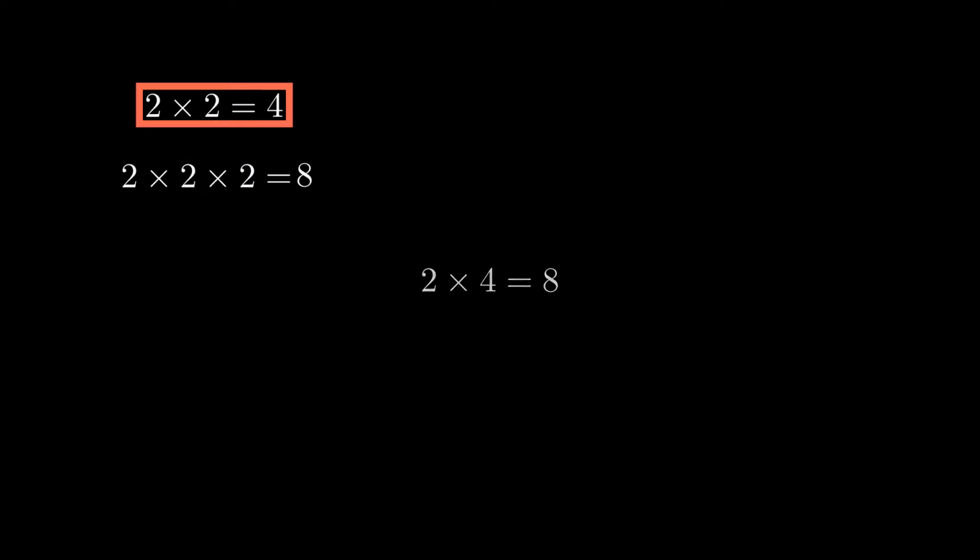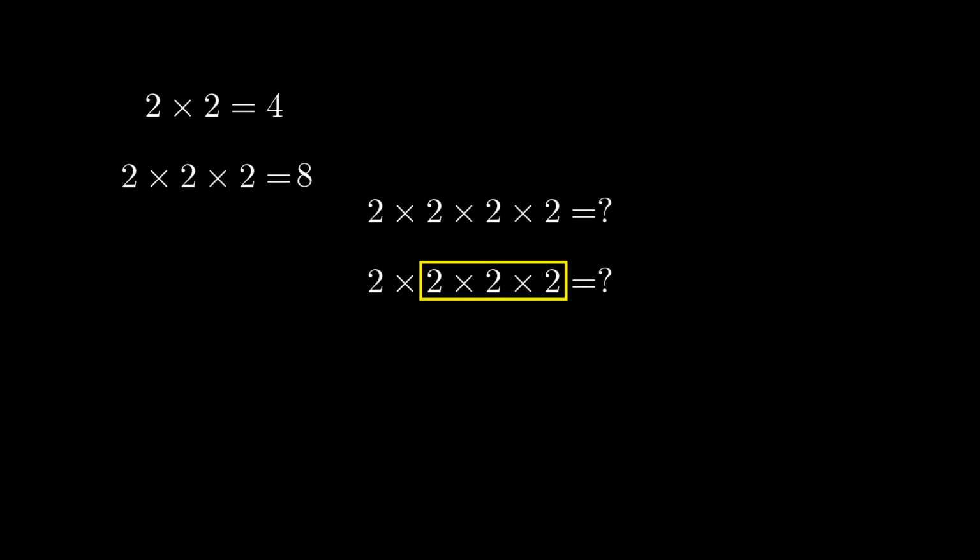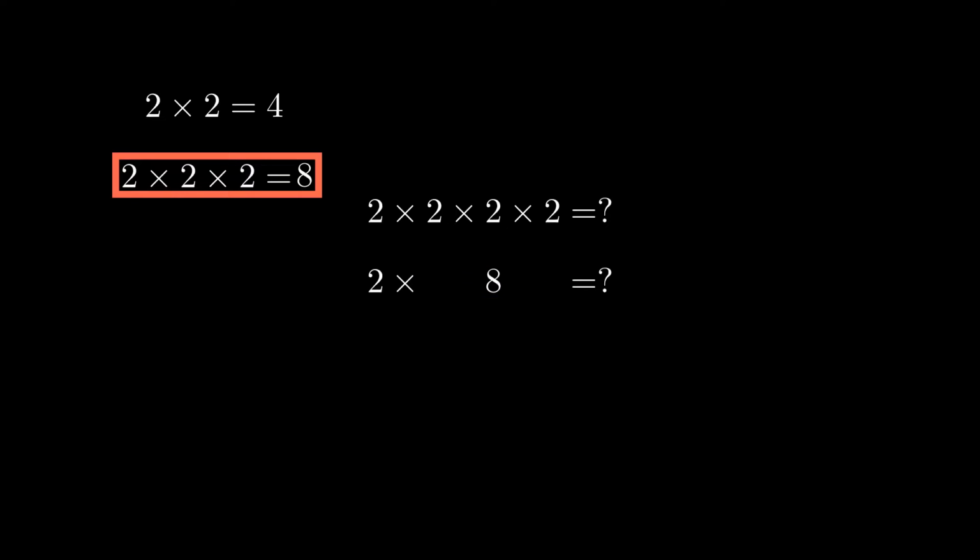Let's save that. Now, what's 2 times 2 times 2 times 2? Let's do the same trick. Look at the last 3 2's. We already did that. It's over there. So we can replace that with 8, and then we just have to do 2 times 8, which is 16. So 2 times 2 times 2 times 2 is 16.